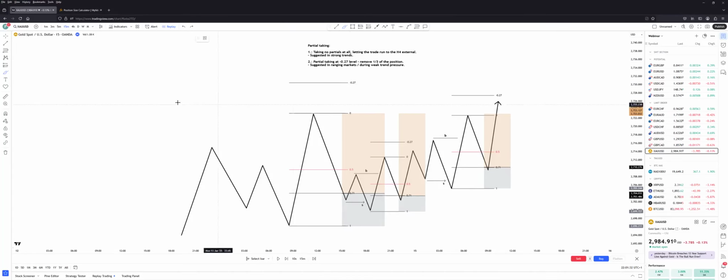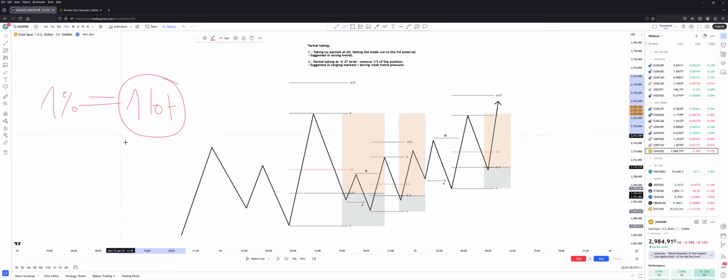Let's put this into an example. Say you are risking 1% of your account, and that 1% risk equals one trading lot. Obviously, this differs for each person and each account size, but in this example, let's just use one trading lot. What partial taking means is that when you're entering a confirmation trade on the 15-minute time frame, you're going to take partials at the minus 0.27, which means you are not closing out the full one trading lot. You are only closing out a portion of it, and I will tell you the exact number that you should close out.